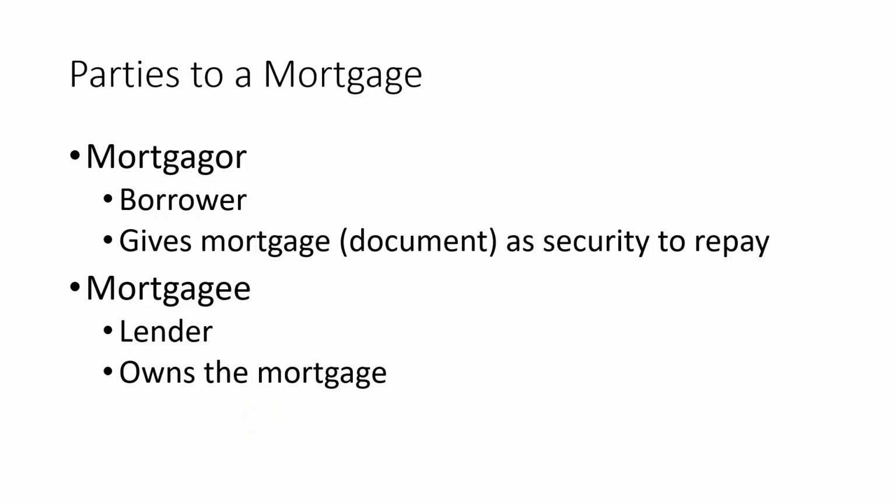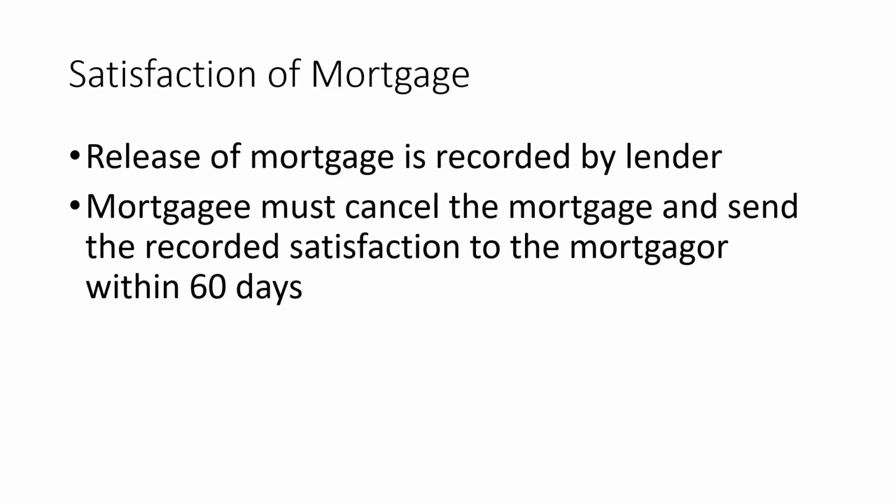Okay, parties to a mortgage. The mortgagor is the borrower and gives the mortgage document as security to repay the lender. Therefore, the lender, because they're receiving the mortgage document signed by the borrower, is the mortgagee, and they own the actual mortgage document. When the mortgage has been paid off, the lender is obliged to provide a release of mortgage, which is recorded by the lender to show that the loan has been repaid. The mortgagee, the lender, must cancel the mortgage and send the recorded satisfaction to the mortgagor within 60 days.